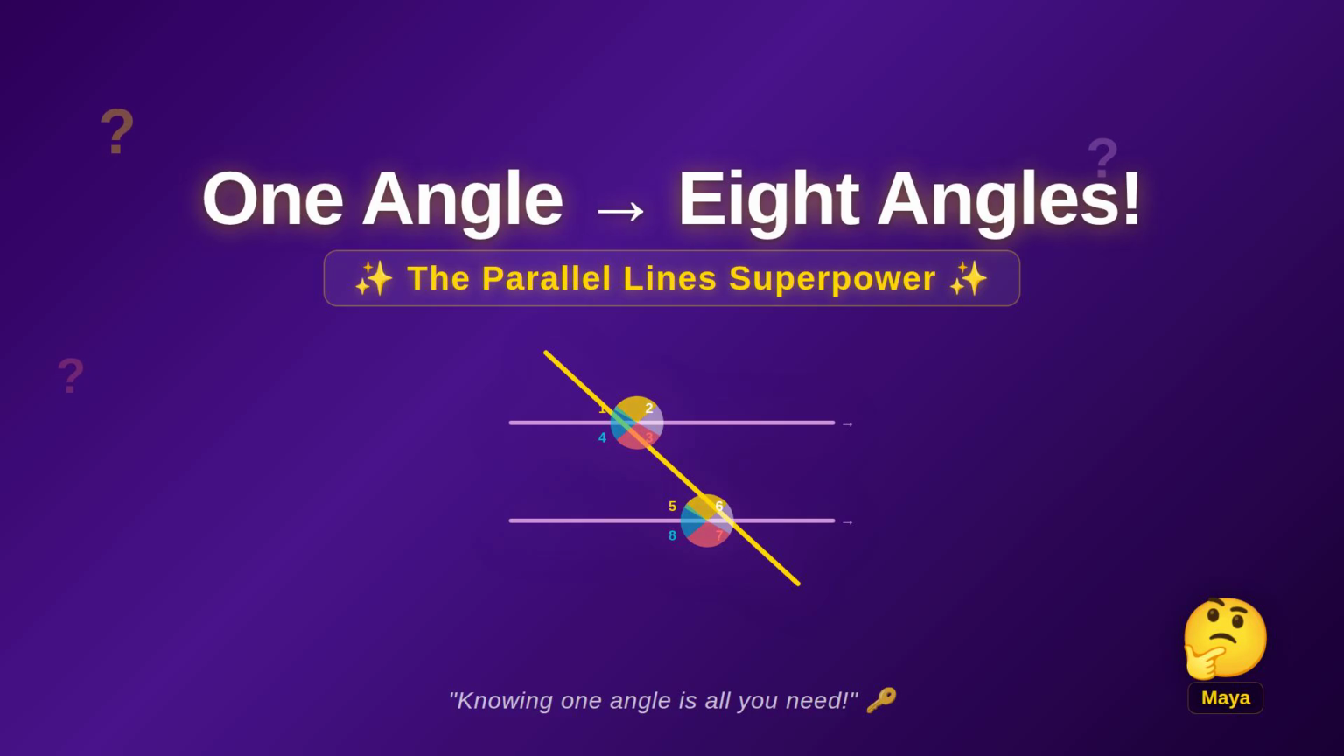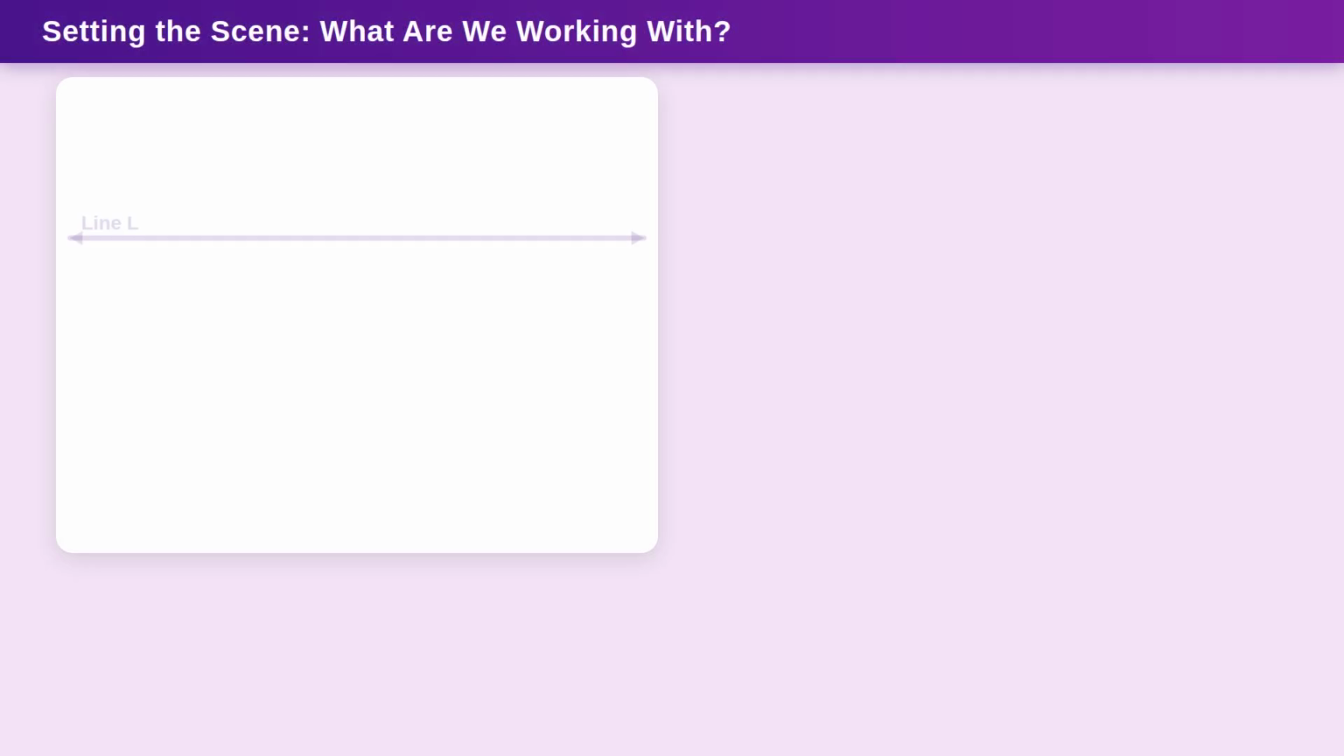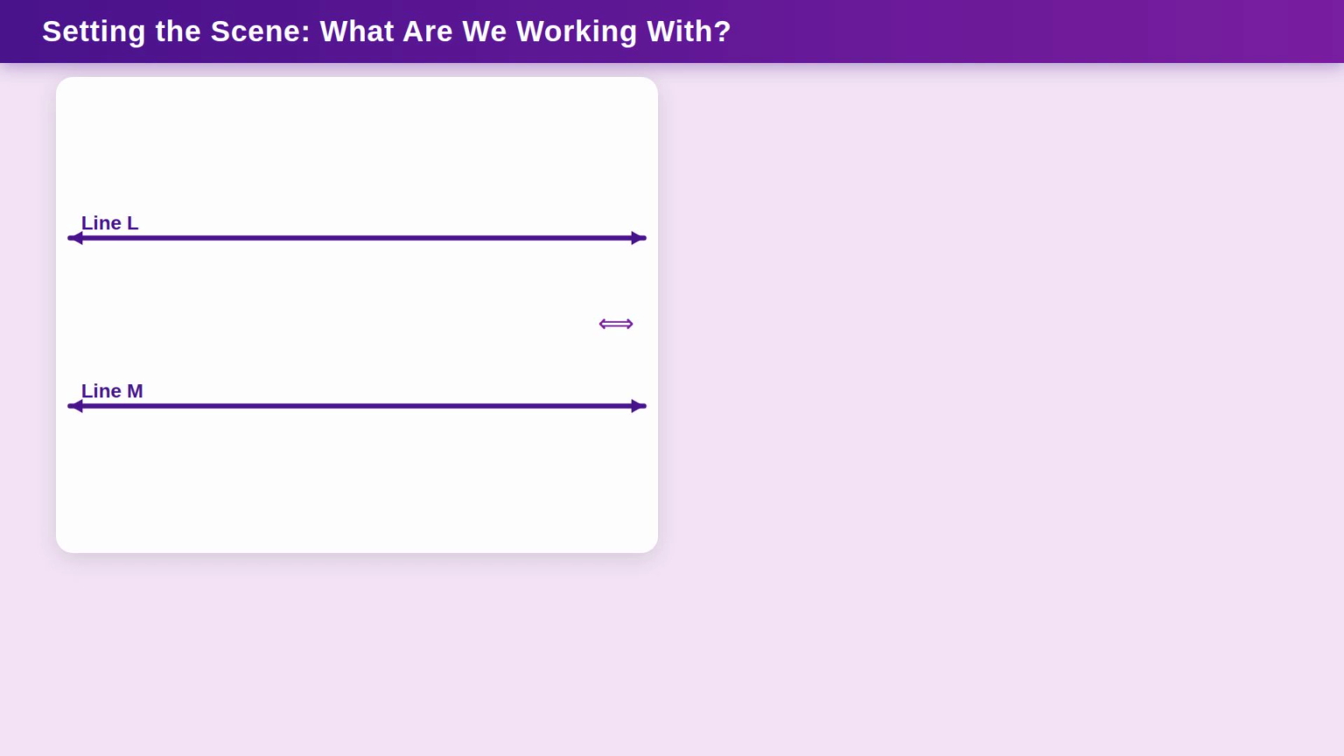Today, we're going to discover the hidden relationships that let you find every single angle. Let's solve this mystery together. So here's Maya's worksheet setup. We have 2 parallel lines. Let's call them line L and line M.